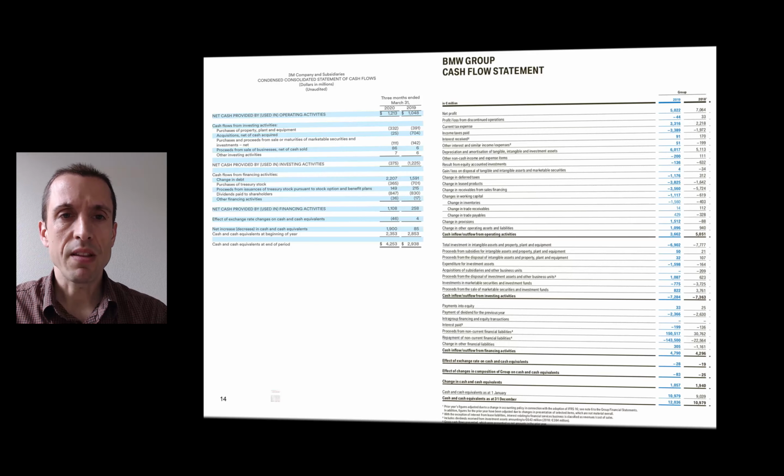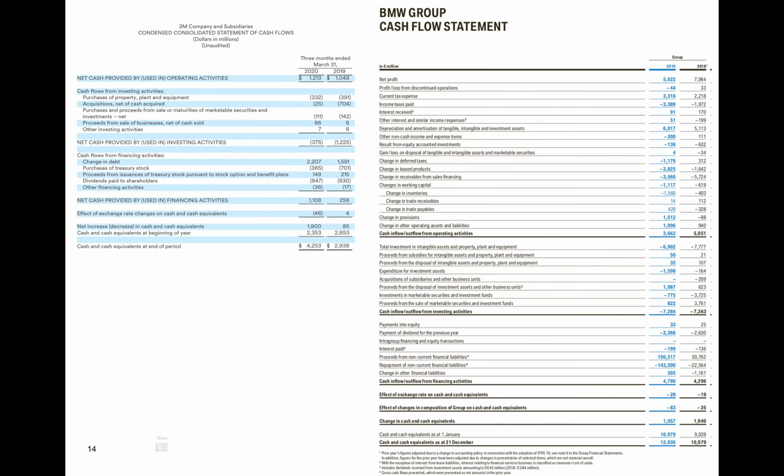So another example that might help us here. We have on the left side an example from 3M and on the right side a very detailed example from BMW. I would suggest again that you stop the video here and you try to walk step by step. In the case of BMW, it helps a lot that you can see step by step how they have been able to move from the net profit till the cash inflow outflow from operating activities. It's much more summarized in the case of 3M on the left side.